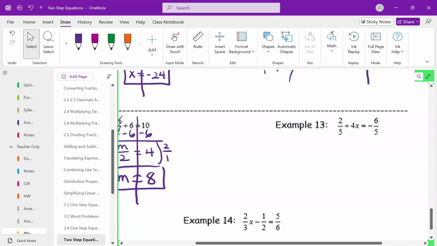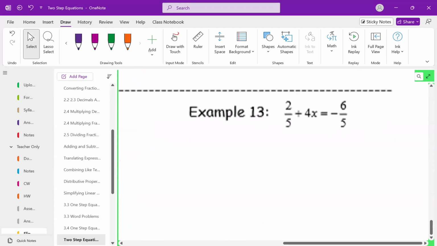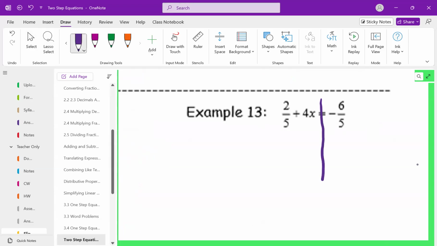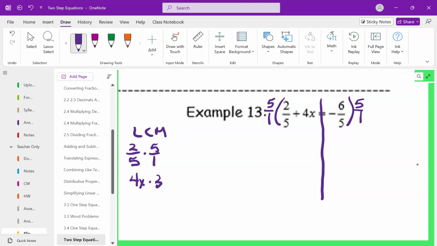Take a look at example 13. Now we only have two fractions in this case, but because the eliminating fractions method is the new way, or maybe the way that is a little bit more challenging for you, we're going to do it that way. So what is the common denominator here, or the LCM? It's 5. So we're going to multiply everything in here by 5 over 1, each term. So we're going to multiply 2/5 times 5 over 1 first, then 4x times 5 over 1, and then negative 6/5 times 5 over 1.